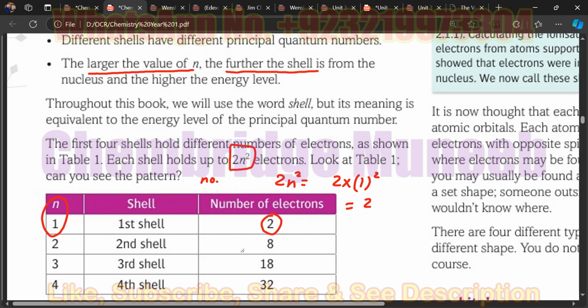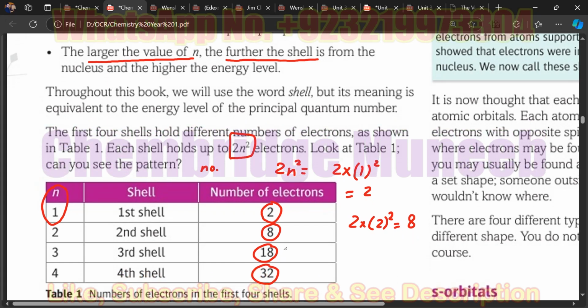Now apply it for the second shell. For the second shell you will have 2 multiplied by 2 squared. The answer is 8. So these are the electrons which can be calculated using this formula.